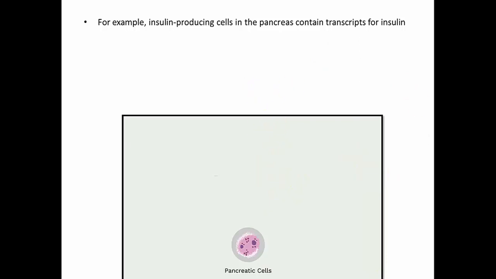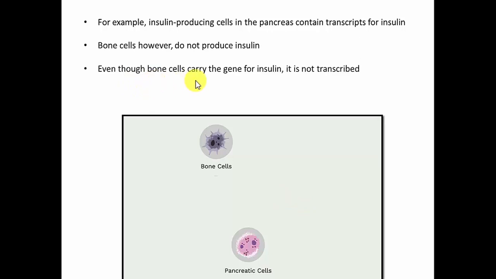And so this insulin production is not happening in bone cells. Bone cells and pancreatic cells have the same DNA, but are completely different cell types. And why are they different cell types? Because they are transcribing different genes. And the proteins are what will ultimately determine the function of that cell and the structure of that cell. Proteins and the products of the genes themselves will ultimately characterize each cell type as being very different. So even though bone cells carry the gene for insulin, they're not transcribing it.